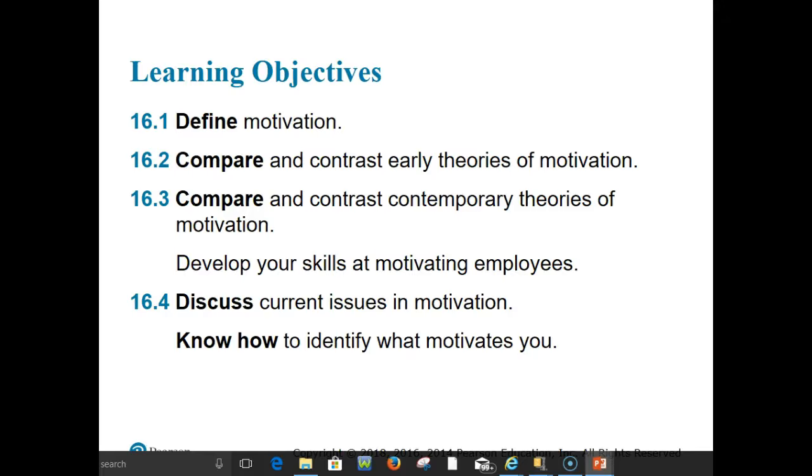So first we'll cover the learning objectives for Chapter 16. We're going to define motivation. Then we're going to compare and contrast early theories of motivation. We're going to compare and contrast contemporary theories of motivation. And we're going to develop your skills at motivating employees. And we're going to discuss current issues in motivation. And we're going to know how to identify what motivates you.